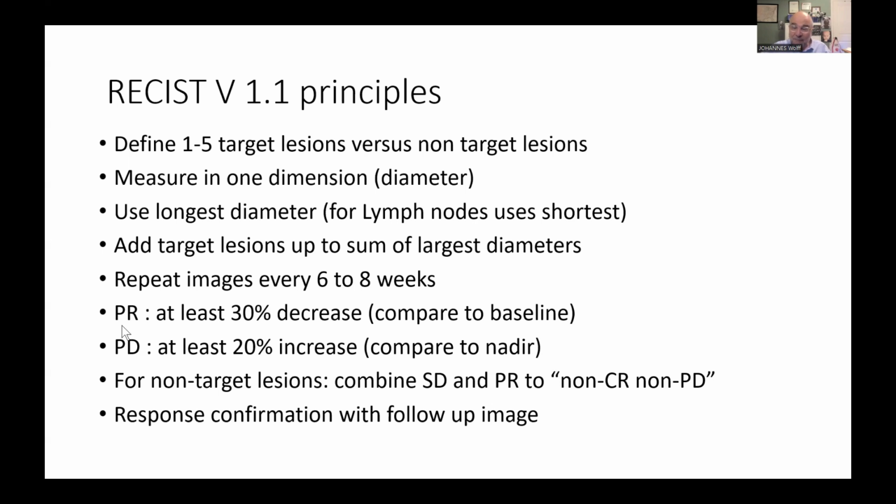Everything that is a little bigger but is significantly smaller from before is PR. And there is a limit necessary between PR and SD, stable disease, and that's 30%. If it shrinks by less than 30%, we call it stable disease. If it shrinks 30% or more, we call it partial response. The comparator for this number is the baseline before treatment started.